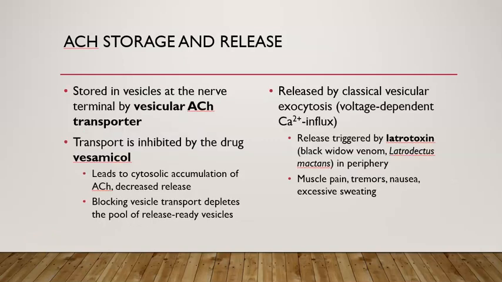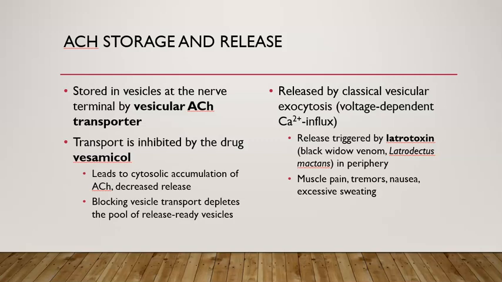Now, once it's made, how is acetylcholine stored and then released? As I mentioned in that figure a few slides ago, acetylcholine is stored in vesicles at the nerve terminal. And this is stored by the molecule vesicular acetylcholine transporter. Very straightforward name. If you gotta guess the name, just go with what it sounds like it does. Now these transporters can be inhibited as well.